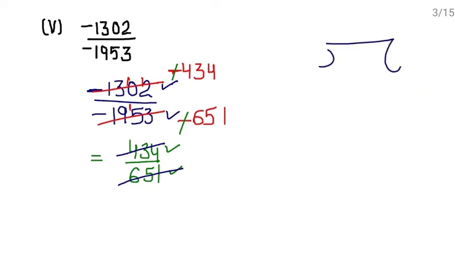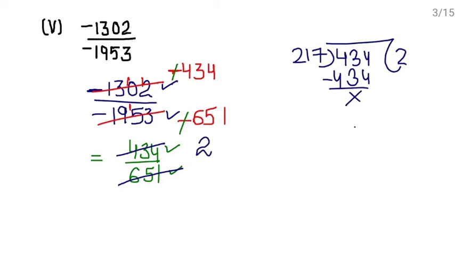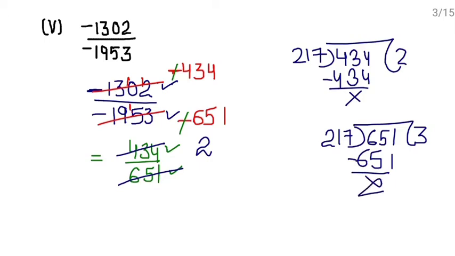So check: when we divide 434 by 217, we will get 2 because 2 7s are 14, 2 1s are 2 plus 1 is 3, 2 2s are 4. So we are getting 2 in the numerator. And when we divide the denominator 651 by 217, we get 3: 3 7s are 21, 3 1s are 3 plus 2 is 5, 3 2s are 6. So in the denominator we are getting 3. So what is your answer now? 2 upon 3. Now 2 as well as 3 are not divisible by any same number. So this is in standard form.